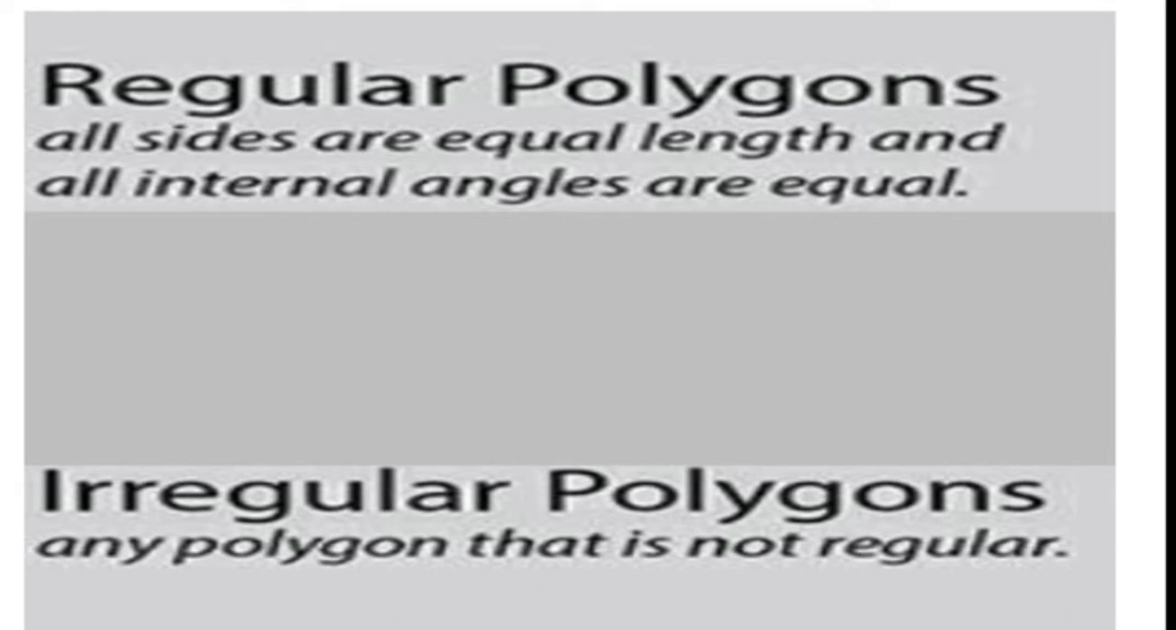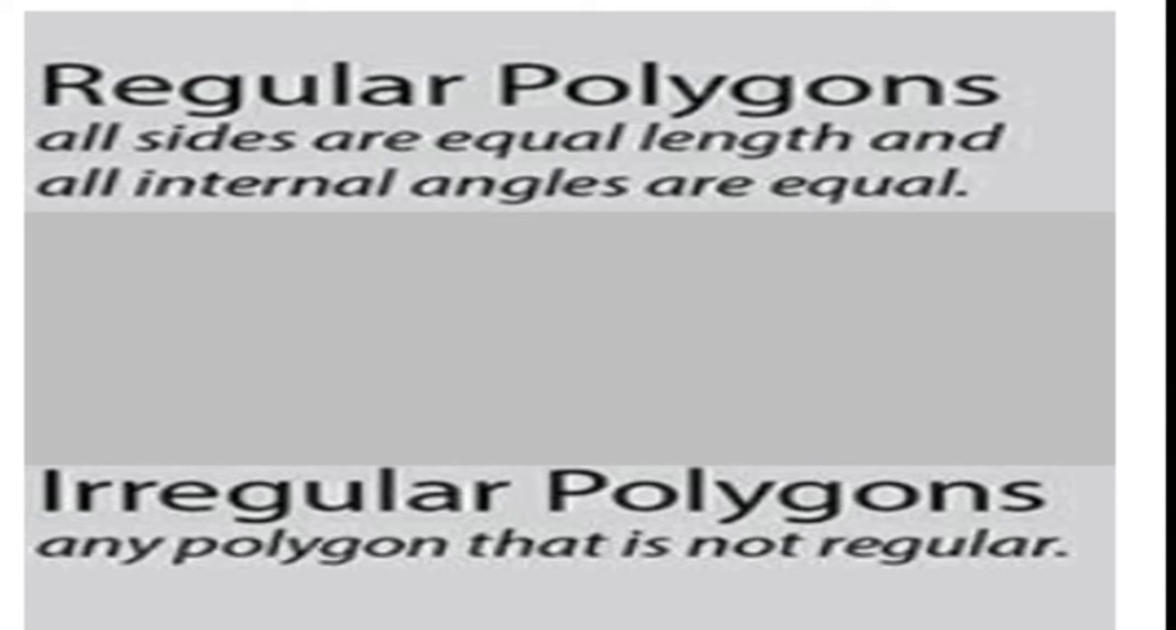Students, what are regular polygons? When all the sides are of equal length and all the internal angles, that means a polygon's inside angles, are equal in measure, then such a figure is called a regular polygon.